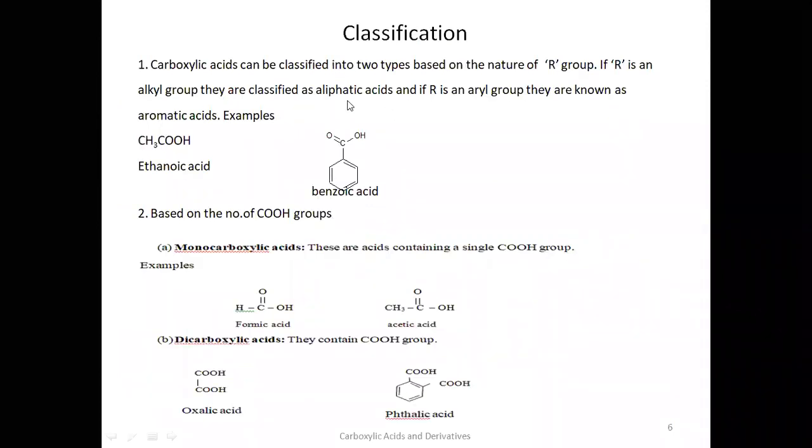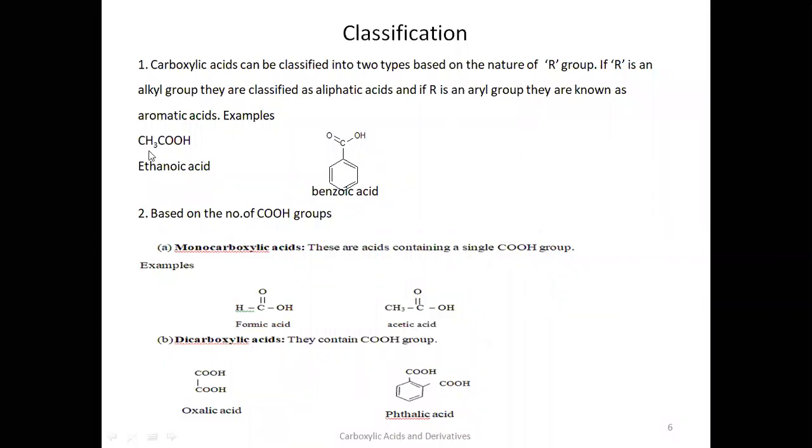Now let us see the classification of carboxylic acids. Basically, these are classified in two ways. One way is based on the R group to which the COOH group is attached. If the COOH group is attached to an alkyl group, it is known as aliphatic. If the COOH group is attached to a benzene ring, then it is known as aromatic.